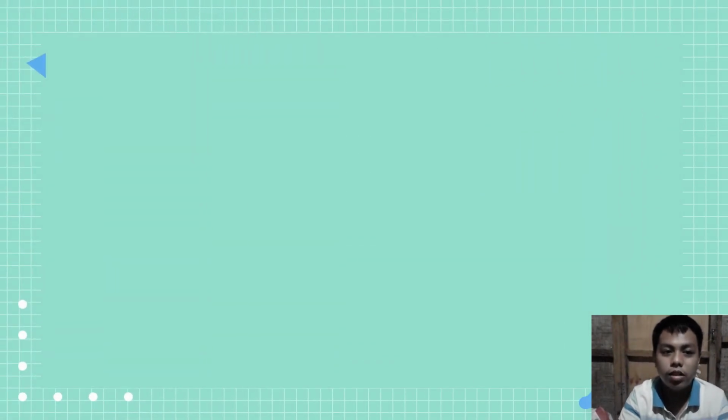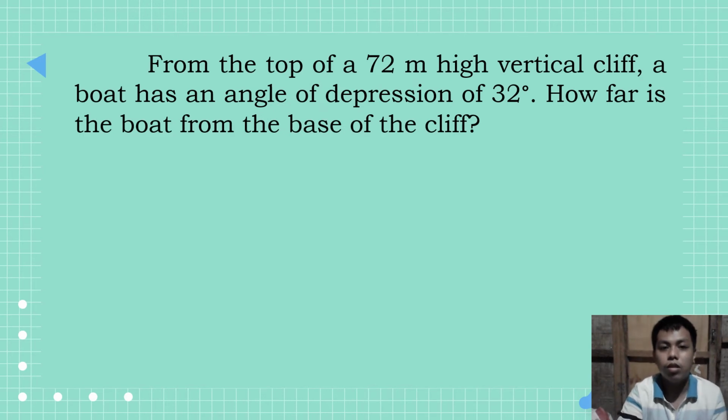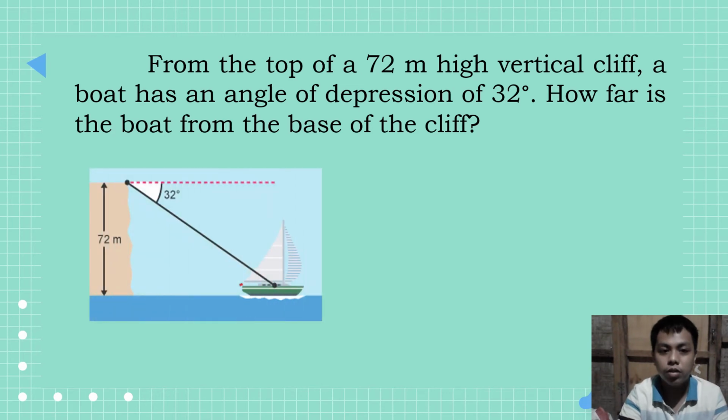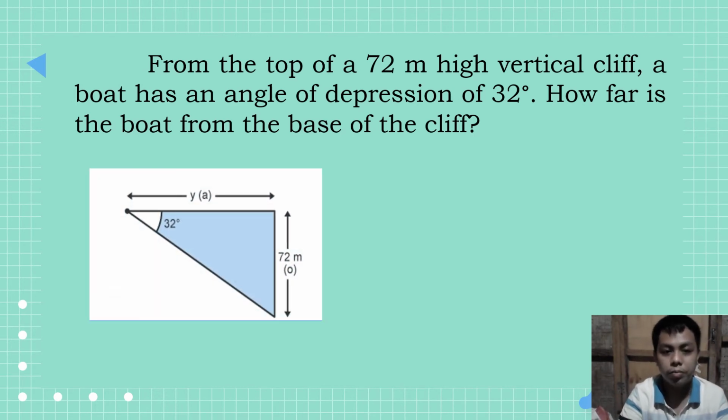Did you get the answer in the first example? Now let's proceed to our second example. From the top of a 72-meter high vertical cliff, a boat has an angle of depression of 32 degrees. How far is the boat from the base of the cliff? Now we have the drawing here. We have the equation tan 32 degrees equals 72 over y.